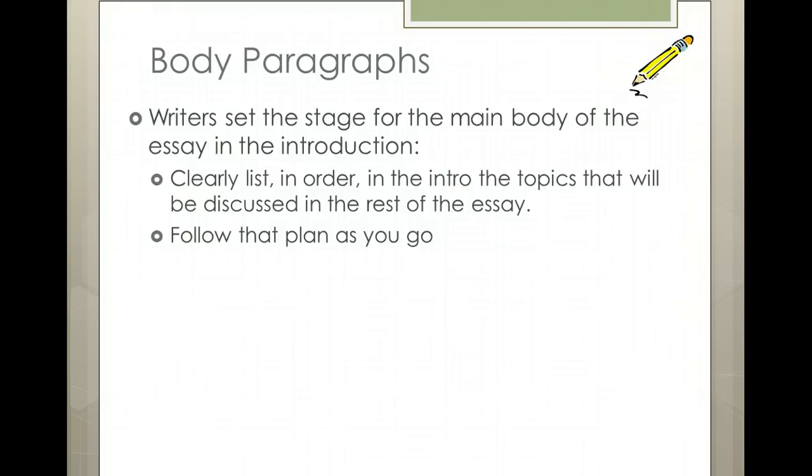Sometimes I've had students in the past that will write a counter argument in almost every single body paragraph, and that is just way too confusing. So try really hard to stick with your 3 main arguments, and we'll talk about how those paragraphs should be set up, and then the counter argument should be towards the end, right before the concluding paragraph. And then follow the plan as you go, that you list those in order in the intro. So however they're listed in the intro is the way that they should show up in the body of the paper.